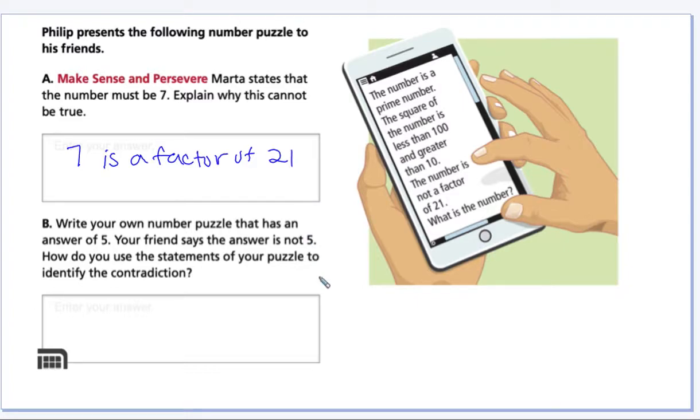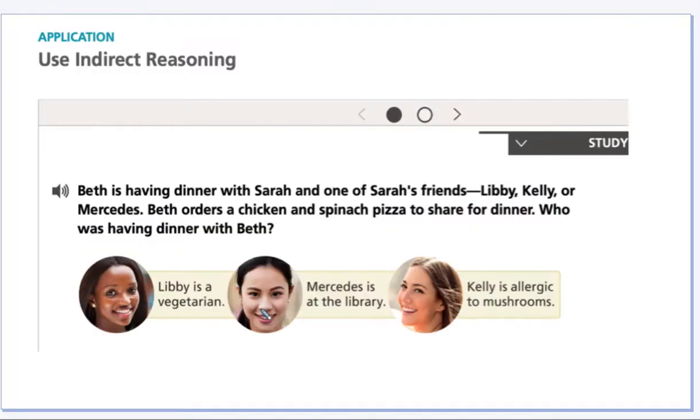Okay, so I'm going to have you try this one here. Write your own number puzzle that has an answer of 5. Your friend says the answer is not 5. How do you use the statements of your puzzle to identify the contradiction? So I want you to try that one. You may have to pause the video before we move on, and this is something that we will talk about in the beginning of our next class.